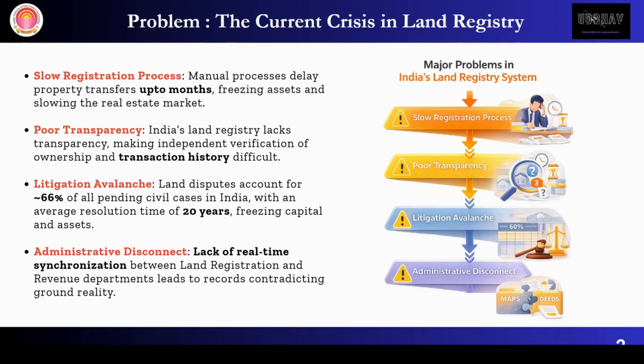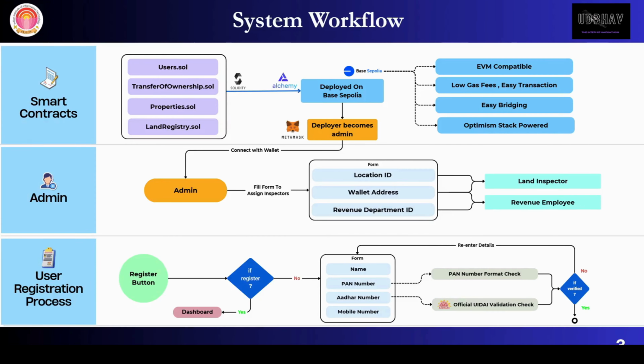We have identified four major pain points. The first is the slow registration process. Second is the poor transparency. Third and the most shocking is the litigation avalanche. And the fourth is the administrative disconnect. Our website DivFlow solves the problem using this workflow.